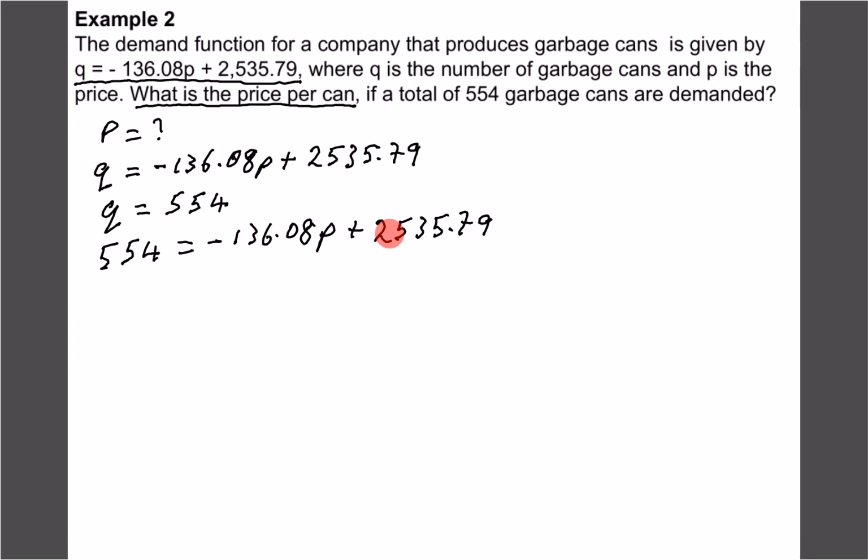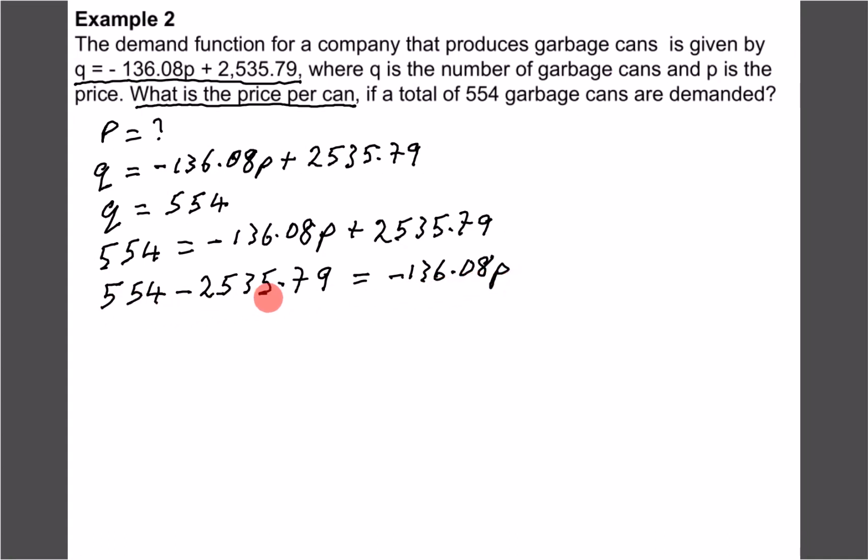And remember, once you move a term from one side to the other side, you change the sign. It's a positive, so when it goes over to this side, it will become a negative. So that will give us 554 minus 2,535.79, because when this constant term goes over to the left hand side, the sign will flip to a negative, equals negative 136.08.